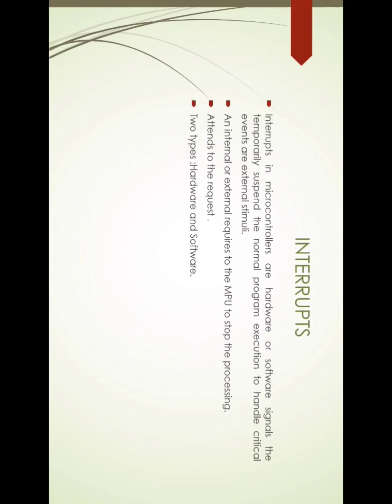Interrupts. Interrupts are mainly of two types, software and hardware interrupts. Interrupts in a microcontroller are software or hardware signals that temporarily suspend the normal program execution to handle critical events and external stimuli. An internal or external request makes the microprocessor unit, MPU, stop processing, and the interrupt attends to the request. As we all know, we have two types of interrupts, hardware interrupt and software interrupt.